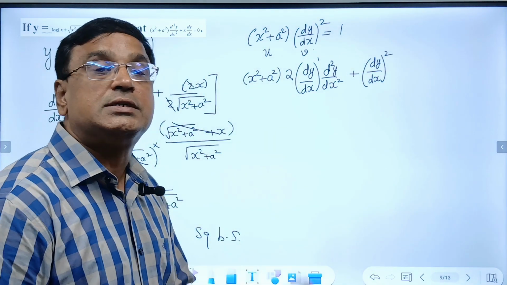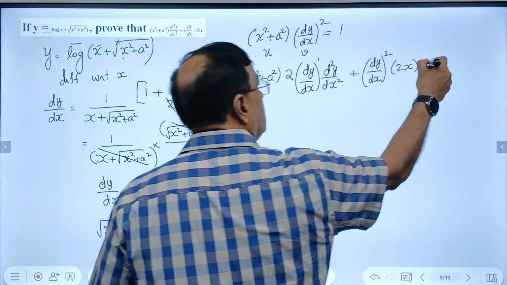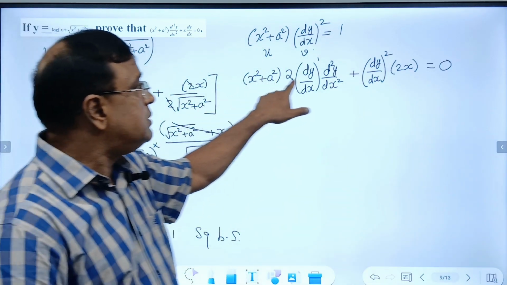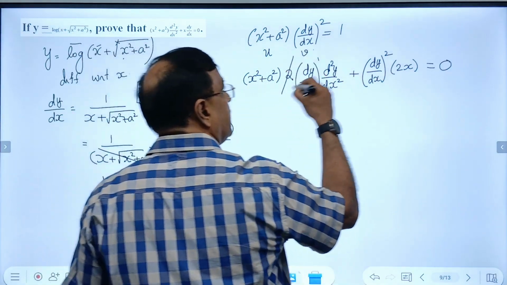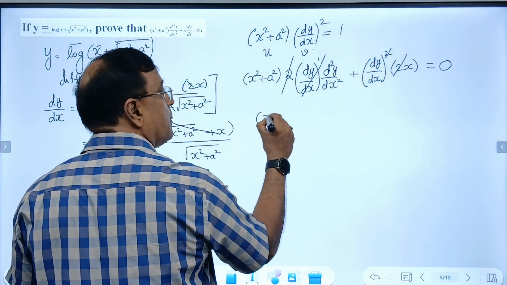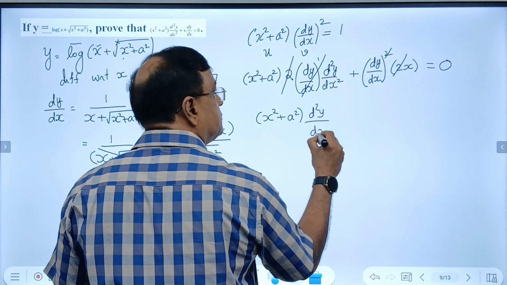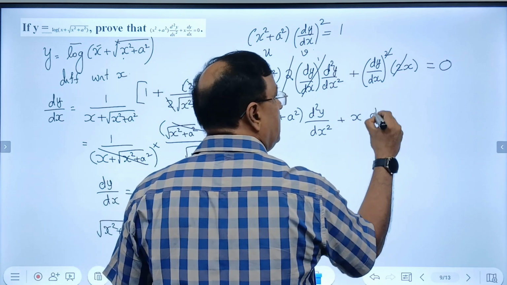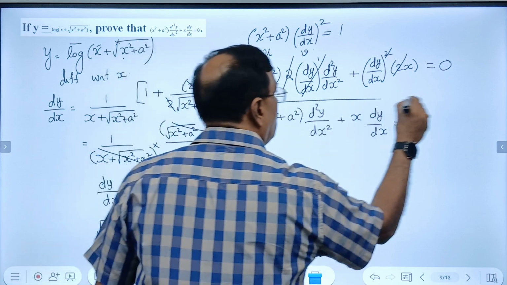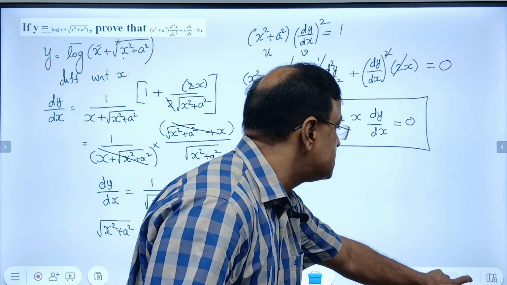And what is differentiation of x square? Differentiation of x square will be 2x. And of course differentiation of a square will be 0. And differentiation of 1 will also be 0 because it is a constant. Now if you observe carefully, 2 is common, so I can cancel it. dy by dx is common, so it can be cancelled. So what is left out? X square plus a square into d square y by dx square plus x into dy by dx equal to 0. This is exactly what you need to prove. Is it clear? Now let's go to the next question.